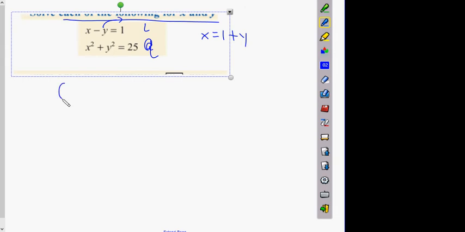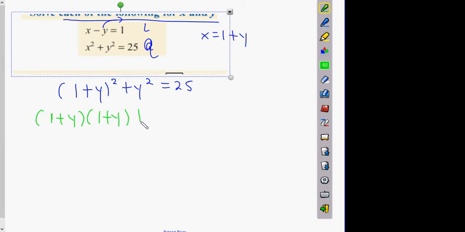If you manage to get that much done, you're already talking maybe 5 out of 15 for just getting that done successfully. Okay? So you're talking 33% for just doing that. Now once you're at this stage, guys, what you do next is you're going to square this out. What happens when you square it out? So 1 plus y, bracket 1 plus y. Same bracket twice. Don't forget the y squared. Bring the 25 over to your side.